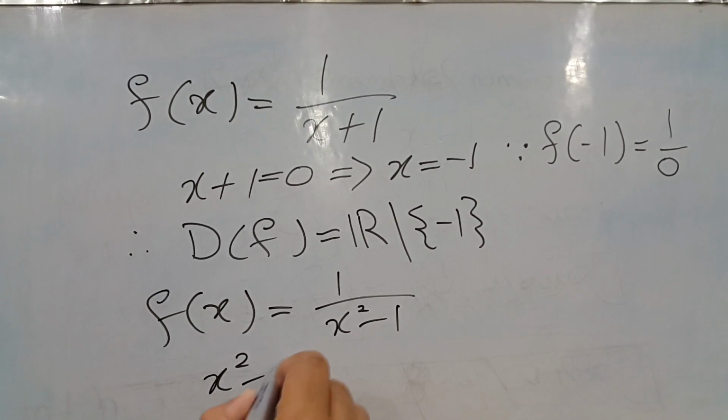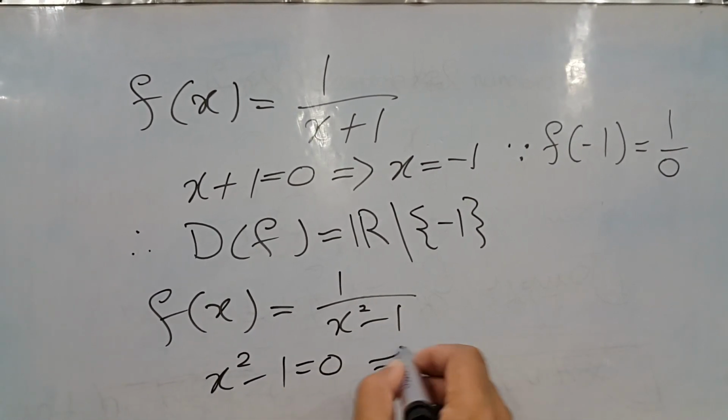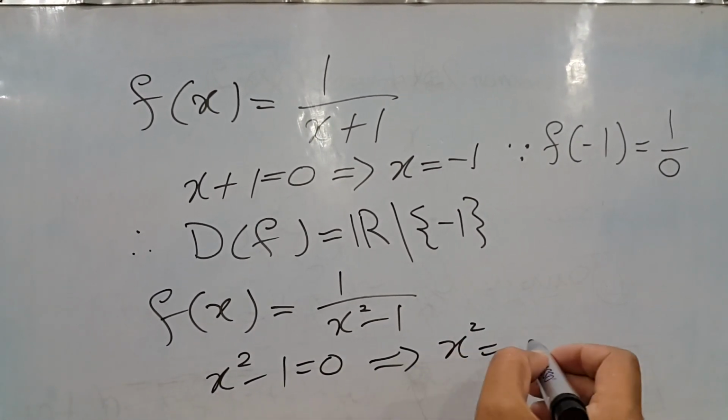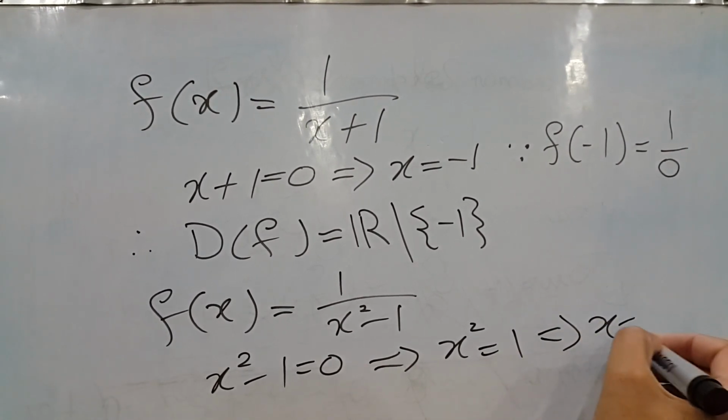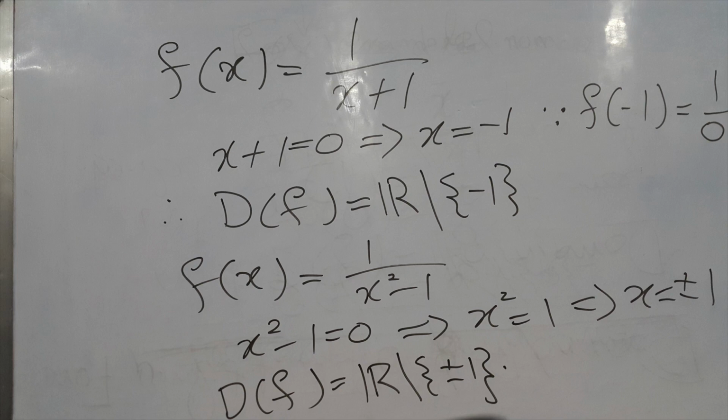For this function, we simply put x square minus 1 equal to 0 and solve this equation, and we get x equal to plus minus 1. So the domain of this function consists of the set of all real numbers except plus minus 1.